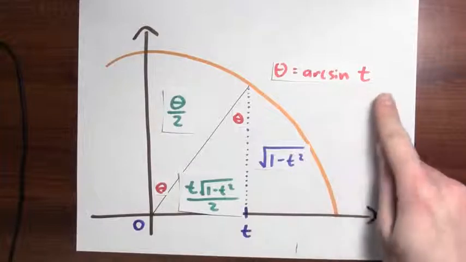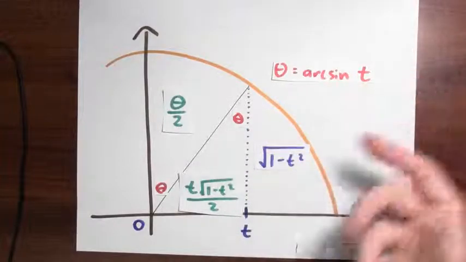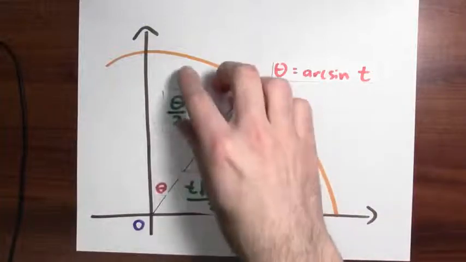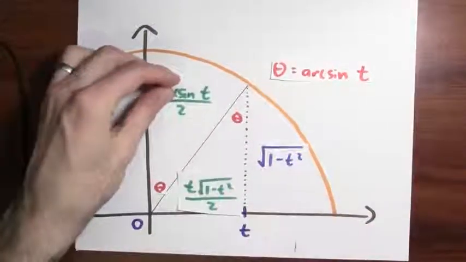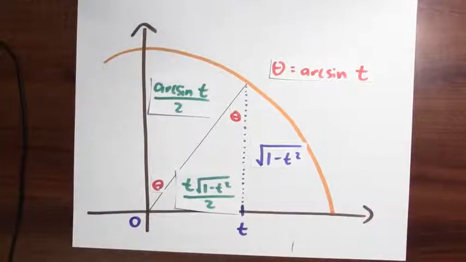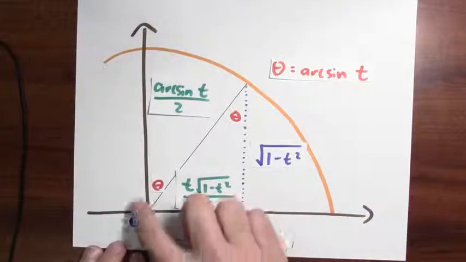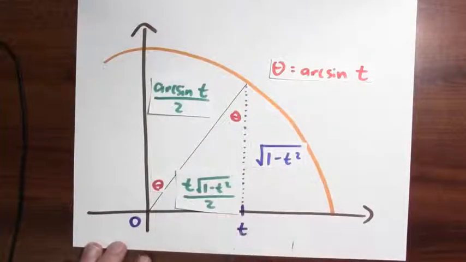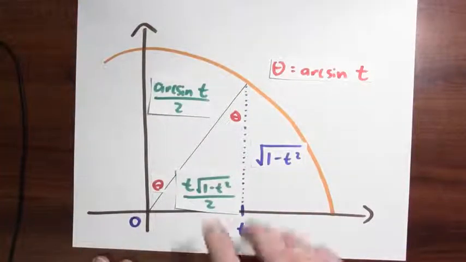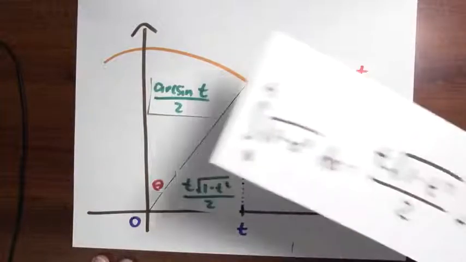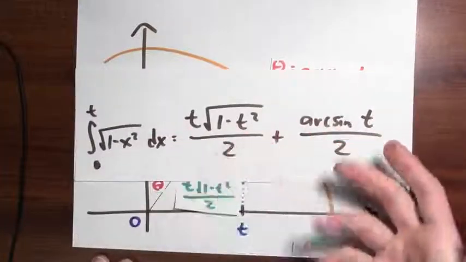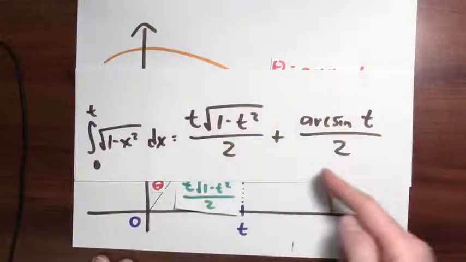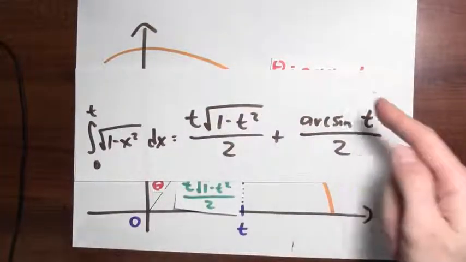Theta is arc sine t, right? Because, really, sine theta is t. And that means instead of writing theta over 2 for that area, I could write the area of that circular sector to be arc sine t over 2. So the total area here is arc sine t over 2 plus t times the square root of 1 minus t squared over 2. Right? And that's exactly what I'm claiming in the accumulation function. This term is calculating the area of that triangle, and this term is calculating the area of that circular sector.